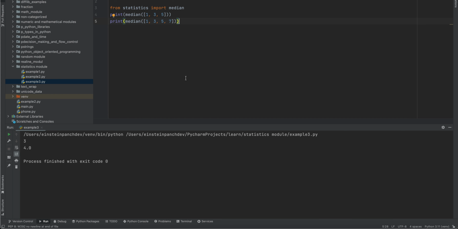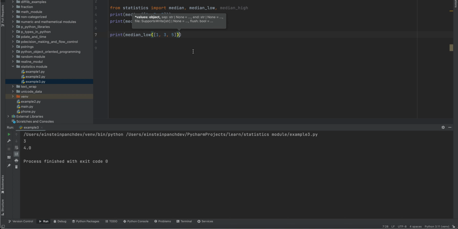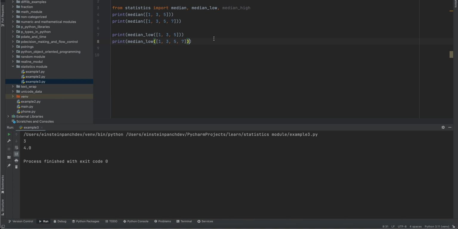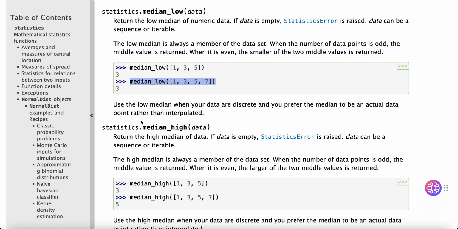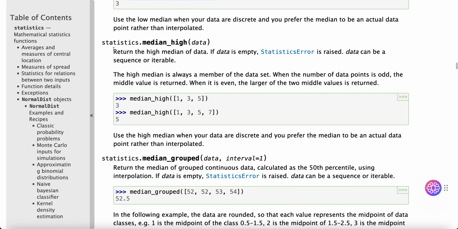Median low, median low, median high. Print this, and median low, print this. Let's see. Low is 3. Okay. Use the low median when your data are discrete and you prefer the median to be the actual data point rather than interpolated.